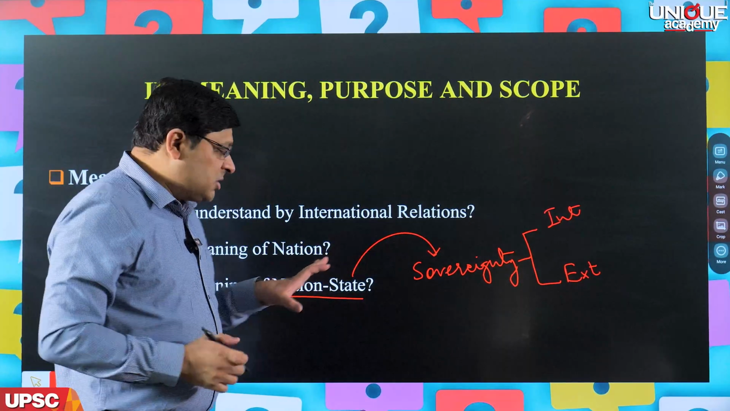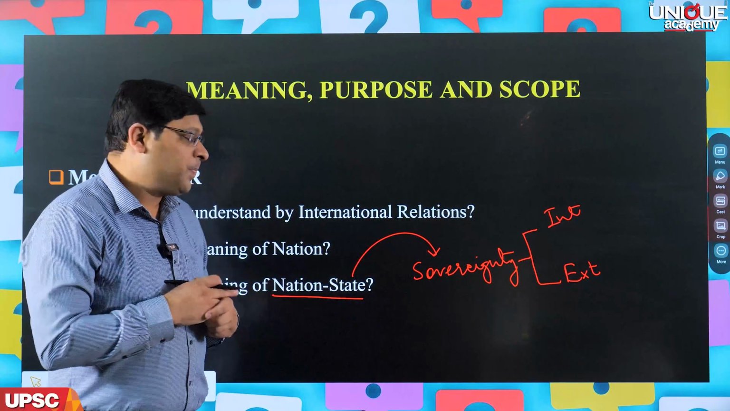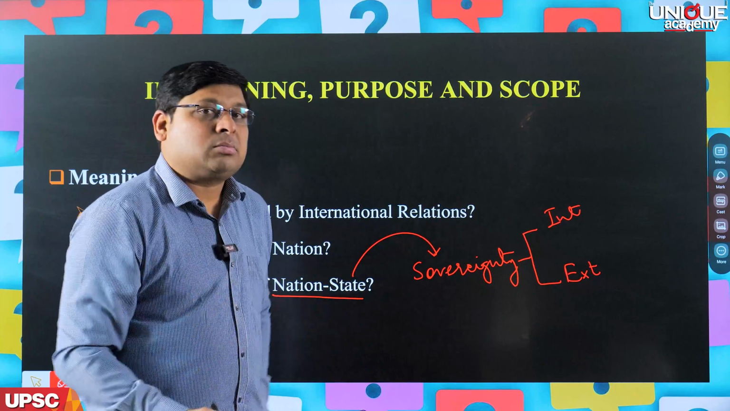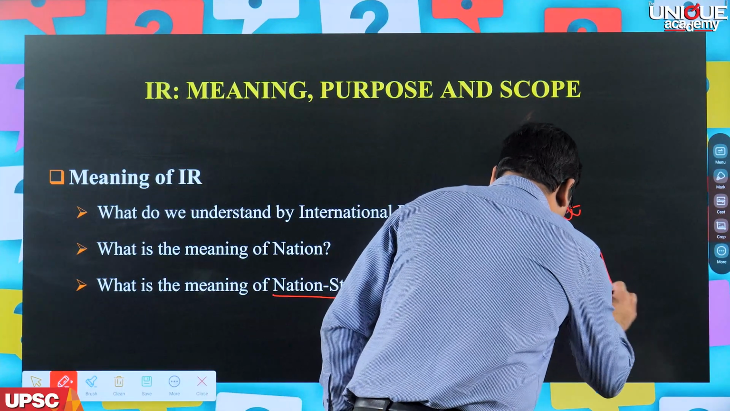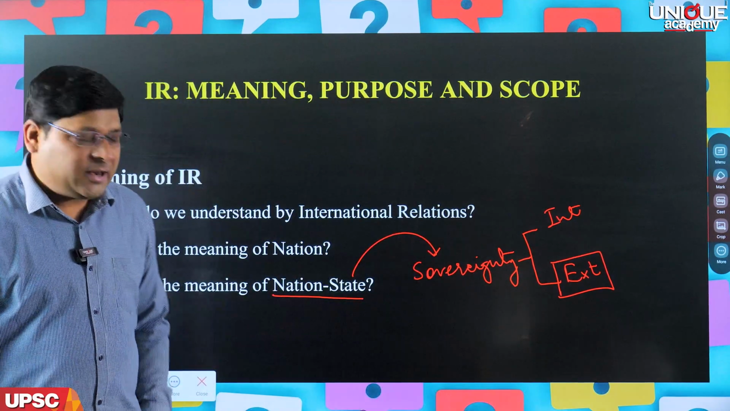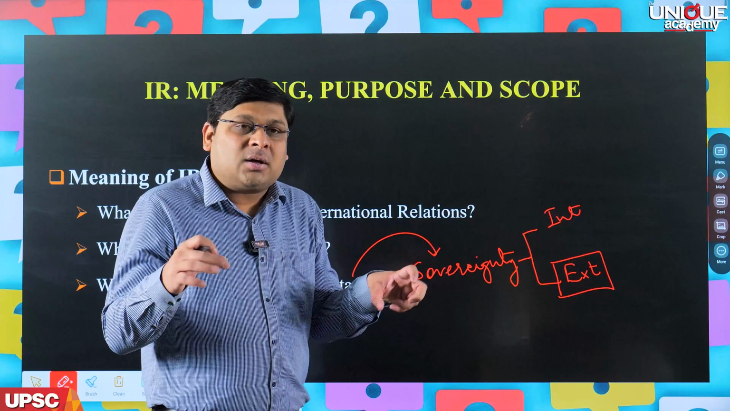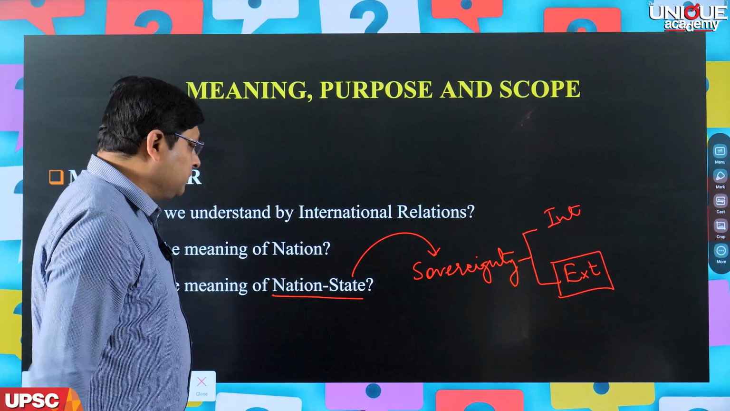Now, as I said, there is something called international society made up of nation states. When other nation states give you recognition as a sovereign state, that is called the external dimension of sovereignty. I explained this in a verbal manner. Let us take an example that will be more clear to you.